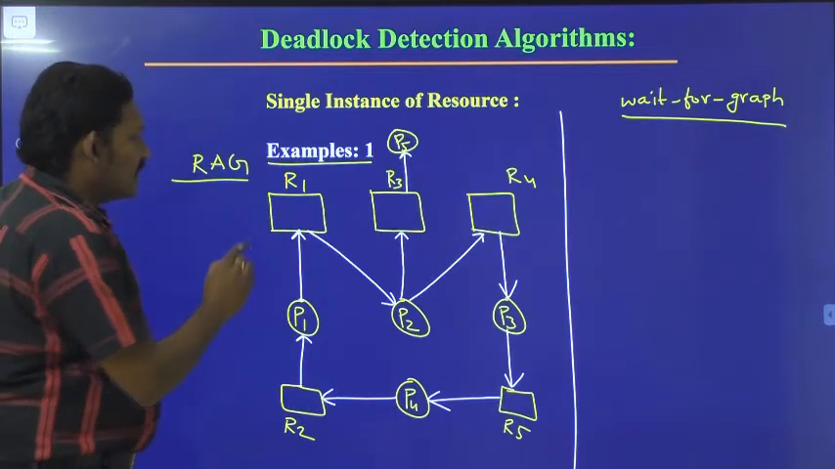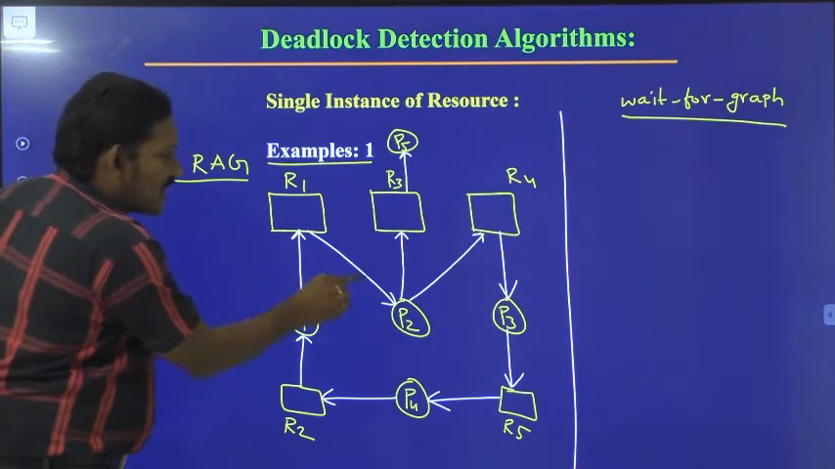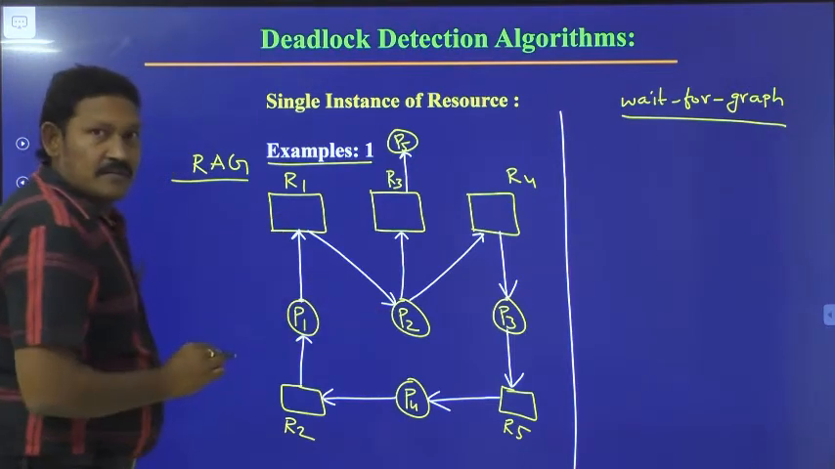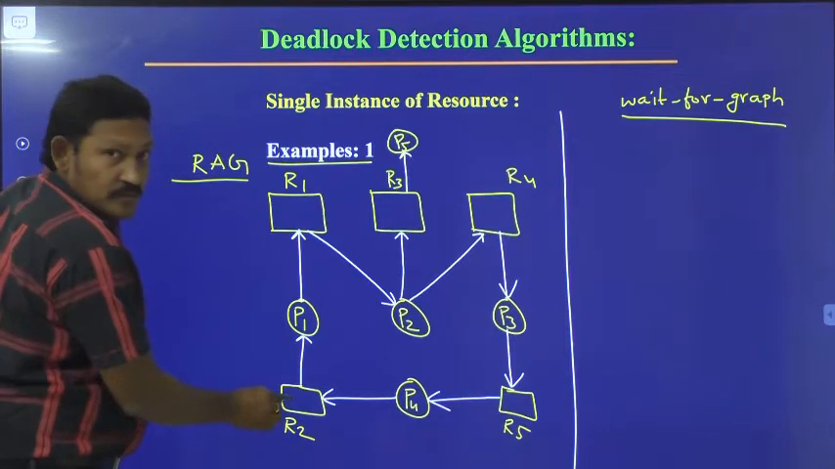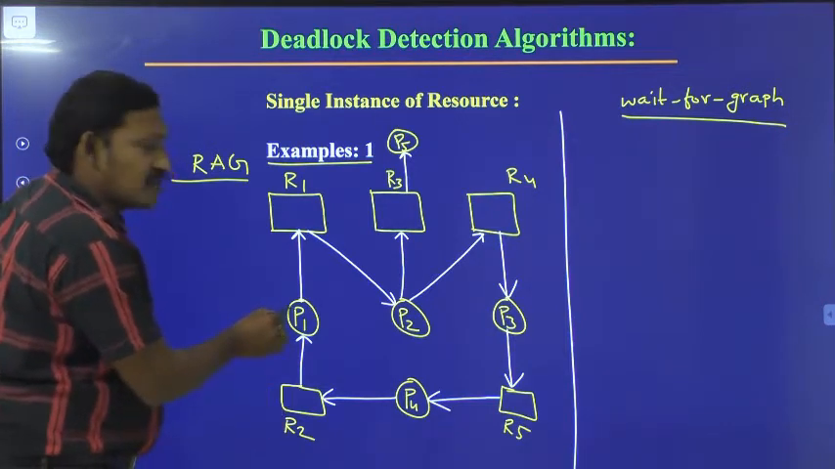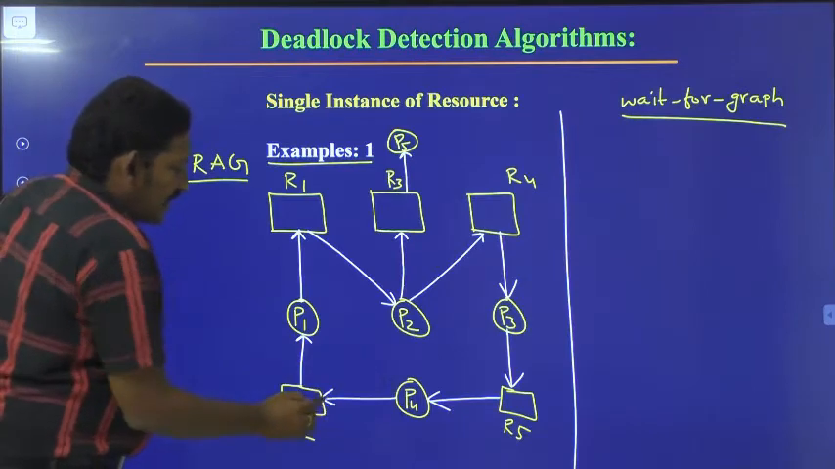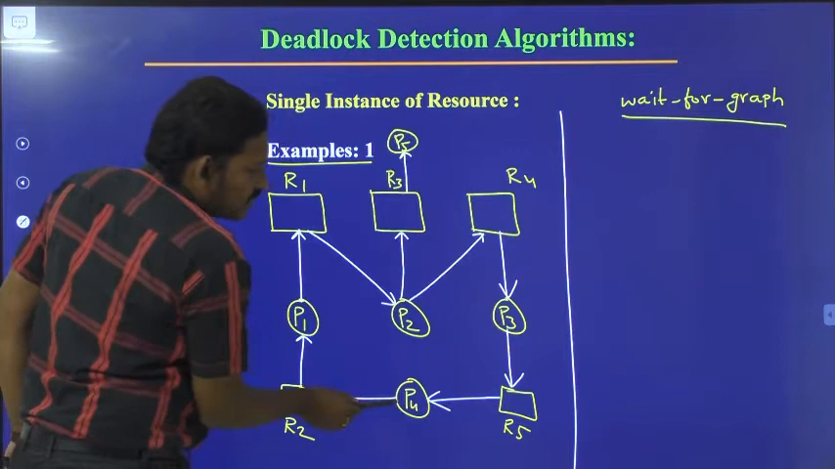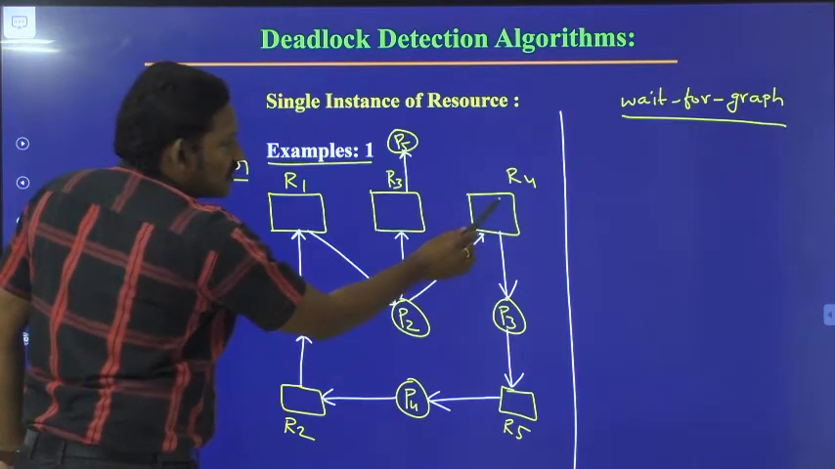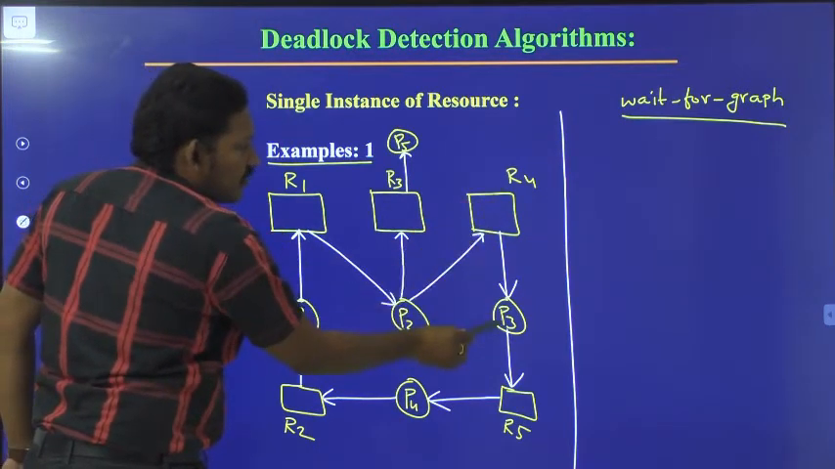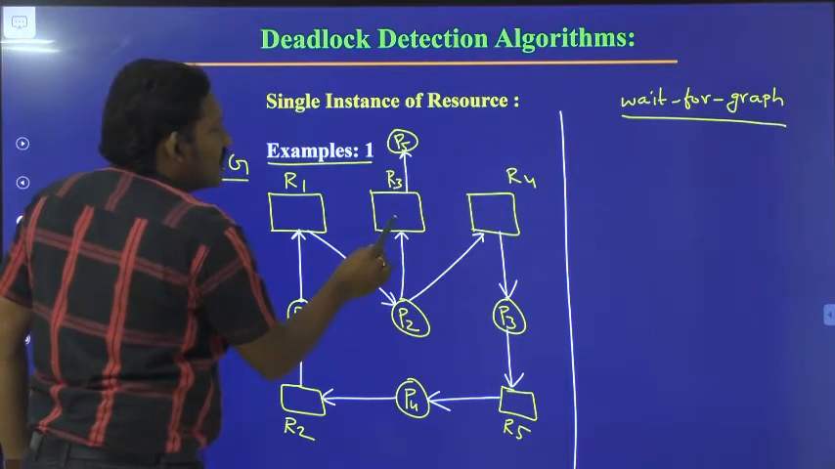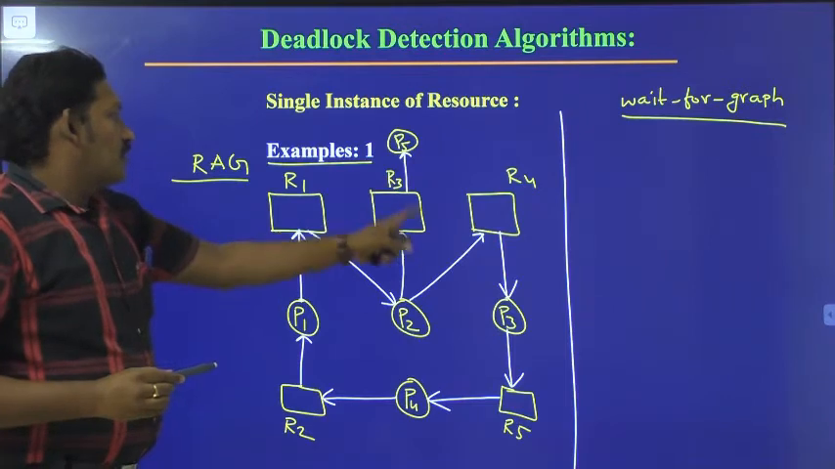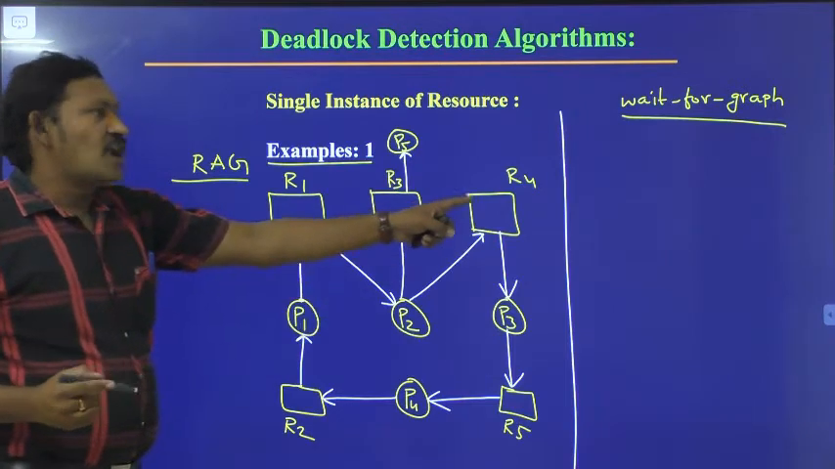For example, if you see, resource R1 is allocated to process P2, whereas P1 is requesting resource R1. Similarly, resource R2 is allocated to process P1. Resource R5 is allocated to process P4. Resource R4 is allocated to process P3. Resource R3 is allocated to process P5. Now we have to draw the wait-for graph.